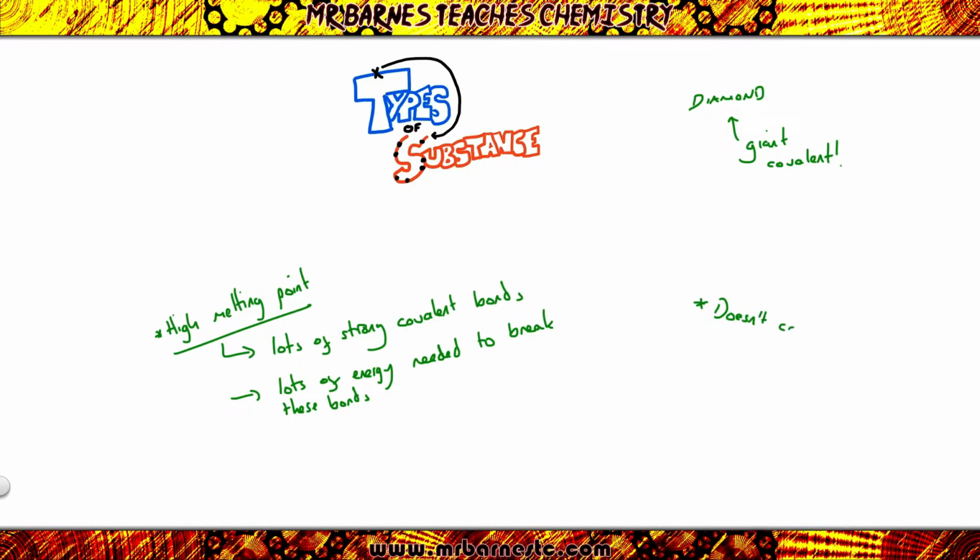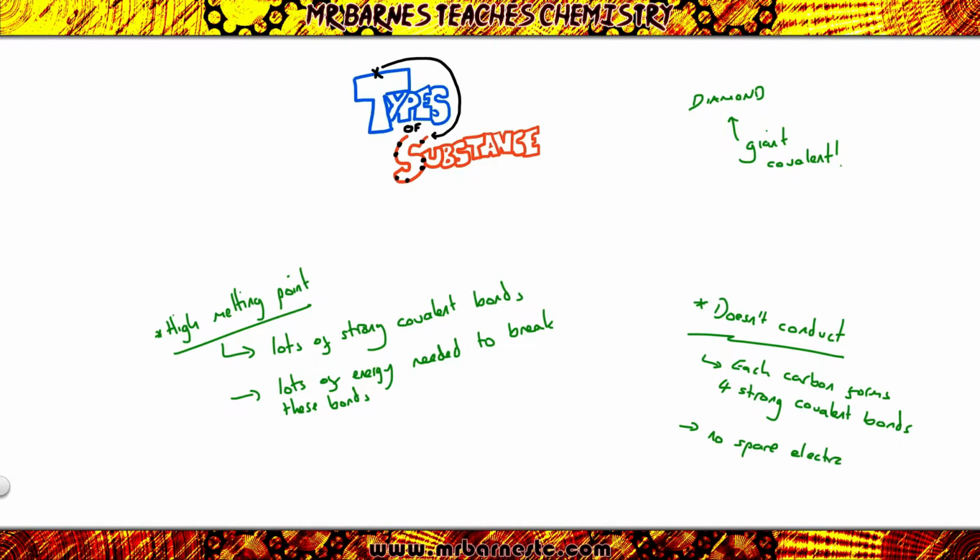And diamond doesn't conduct, most giant covalent compounds don't conduct. Reason being, each carbon has 4 strong covalent bonds. Therefore, there are no spare or delocalized electrons. They can't pass on or carry a charge. Obviously, remember, graphite, graphene, nanotubes only make 3 covalent bonds, so they do conduct, but the majority of giant covalent compounds do not conduct for this reason.